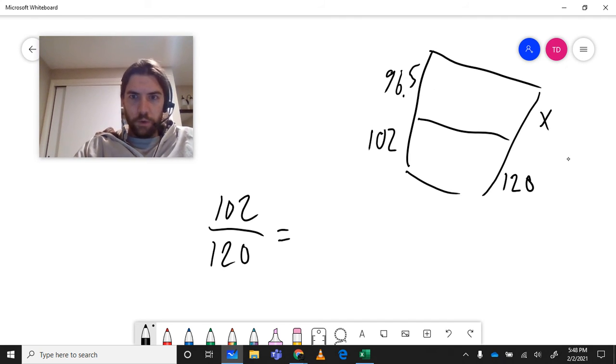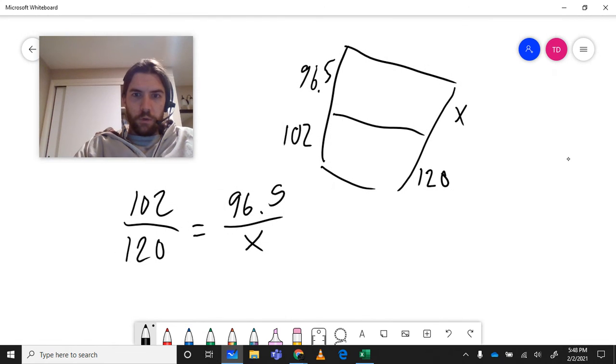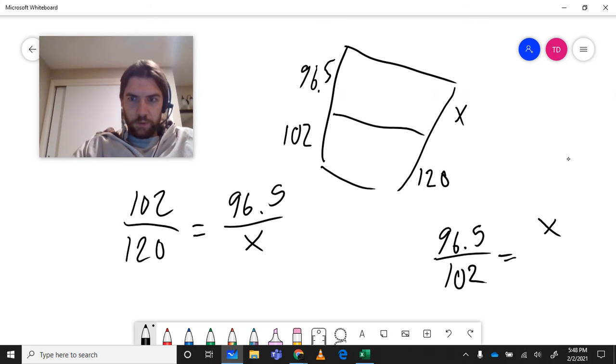and that should be equal to the ratio between these two. So we can say equals 96.5 over x. Or if we wanted to not draw attention to the proportionality in that direction, if we instead wanted to say, what is the proportionality this way, we could say that a 96.5 ratio to 102 should be equal to x over 120. We can do the comparison that way. And we're going to end up with the same thing in the end. So either way, we'll solve for the same answer.